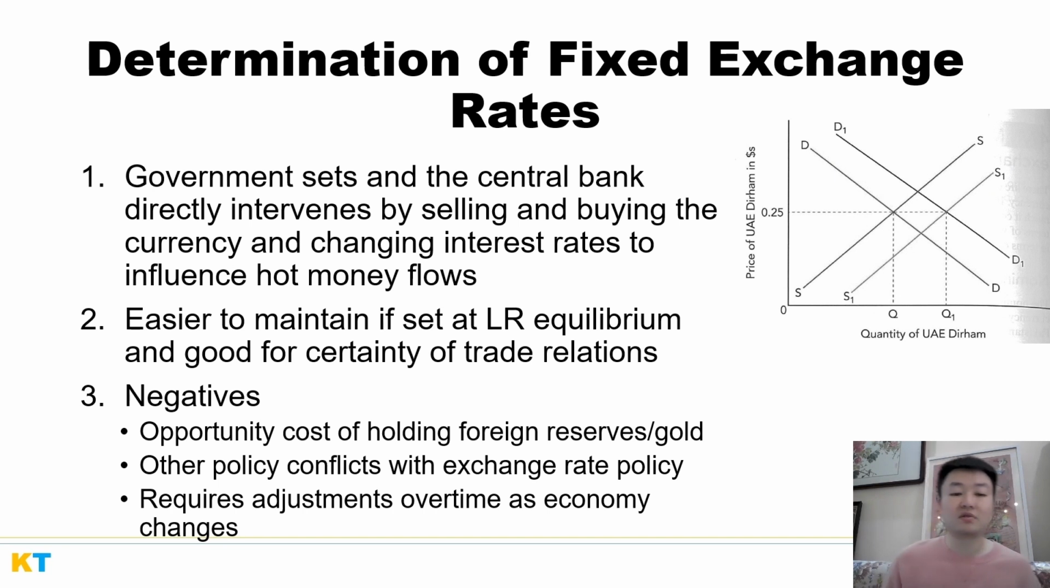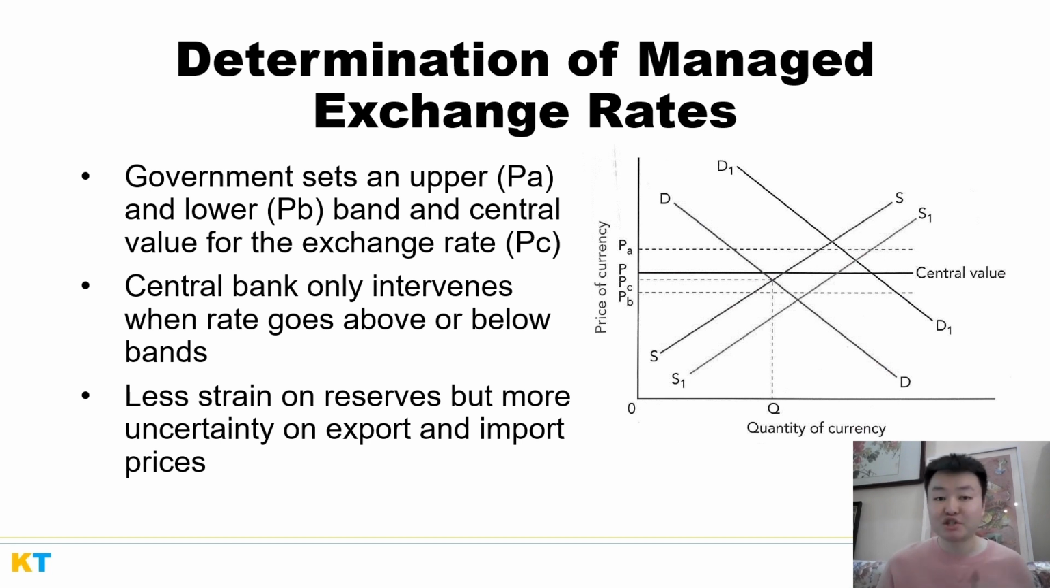Now, this also requires adjustments over time as the economy changes. As an economy changes structurally, there might be different trade patterns that the economy adopts, and as a result, the exchange rates might fluctuate. We might have a new long-run equilibrium. And so it becomes harder and harder to maintain a fixed exchange rate if our long-run equilibrium consistently changes over time. That's why we have something called the managed exchange rate.